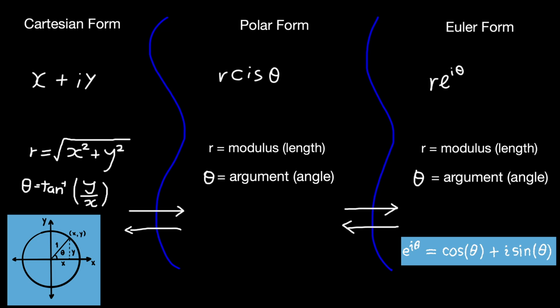Let's be honest, you shouldn't really convert from Euler form to Cartesian form. You can very easily, just by inspection, convert back to polar form from Euler form, and from there it's easier to convert to Cartesian form.